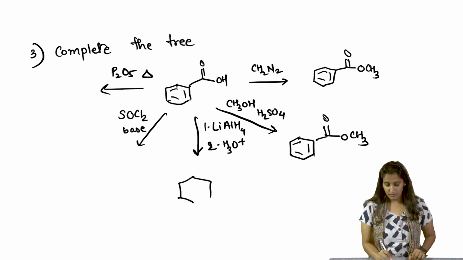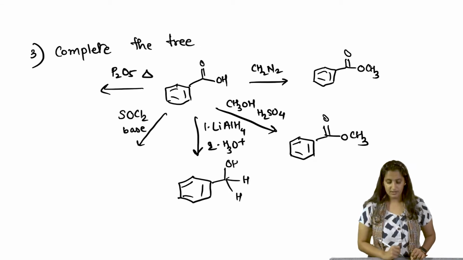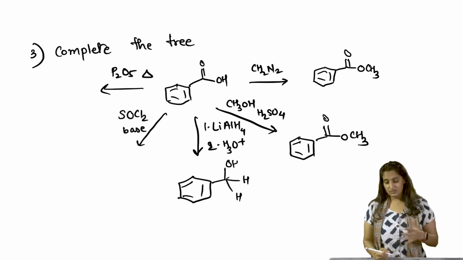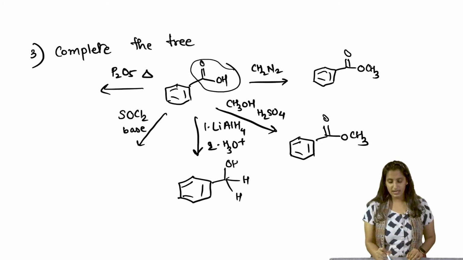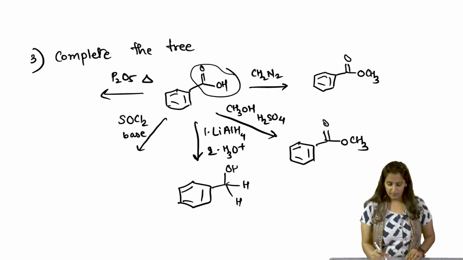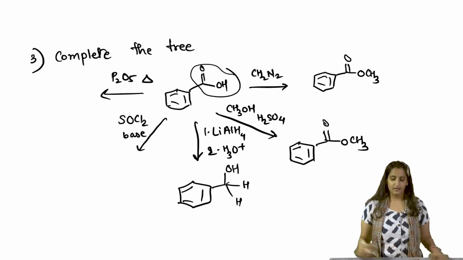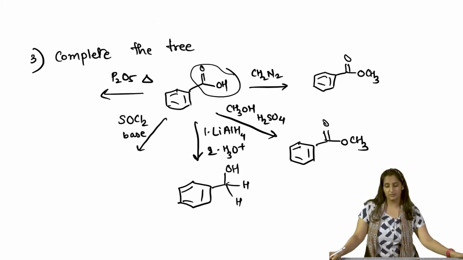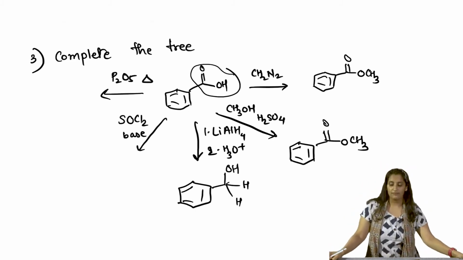Then we have LiAlH4 and H3O plus. So, what are we going to have? We are going to have a complete reduction. Okay. And remember, LiAlH4 will not reduce the benzene ring. So, it is going to reduce this carboxylic acid into the alcohol. Okay. And the second step is always followed by H3O plus because you are going to have to hydrolyze that O minus that forms.